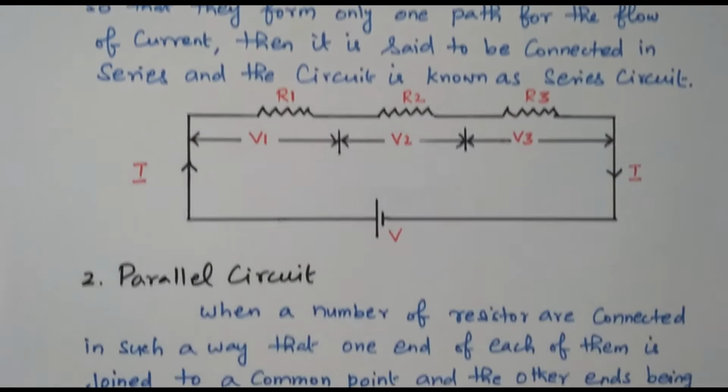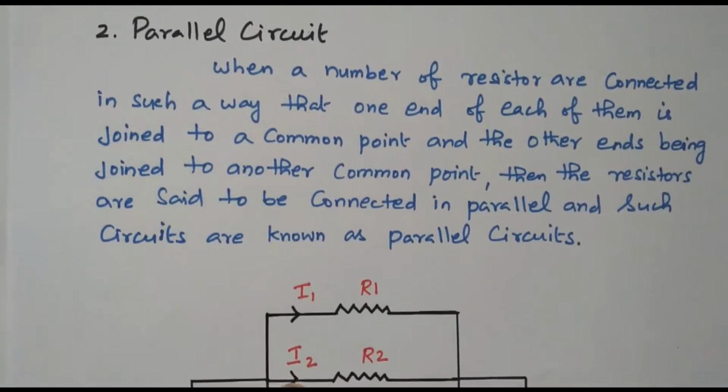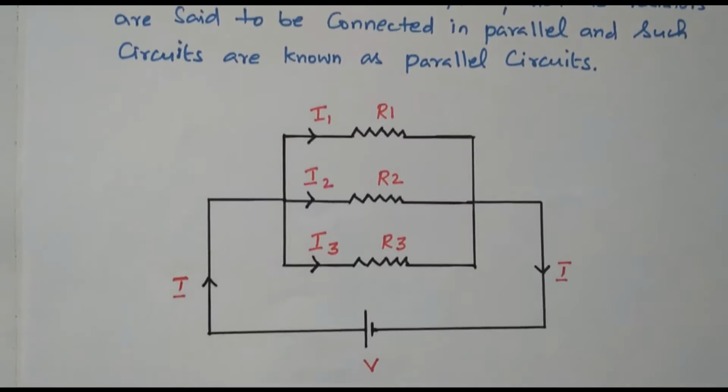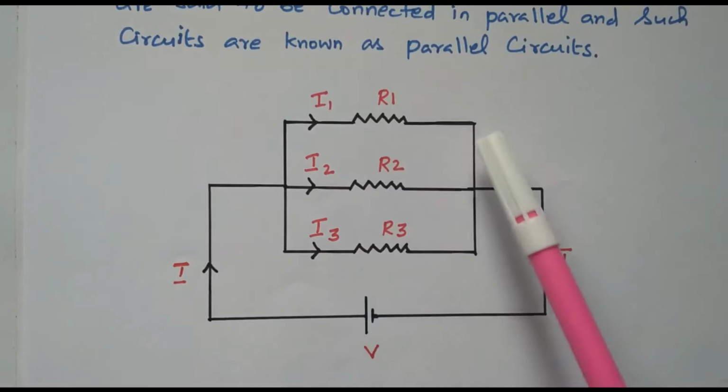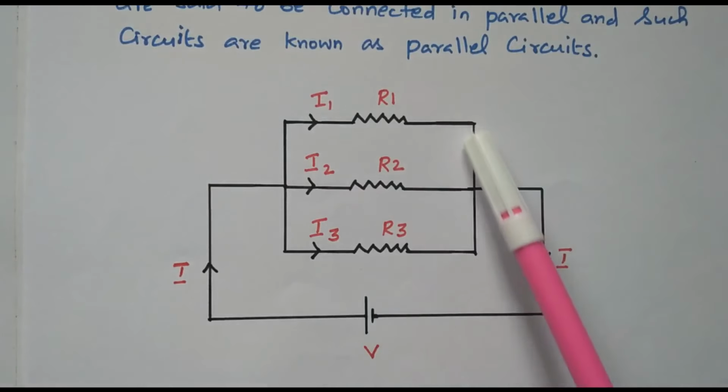Now we'll go to the parallel circuit. What will happen in the parallel circuit? When a number of resistors are connected in such a way that one end of these resistors is connected to a common point and the other end of these resistors is connected to another common point, then it is known as connected in parallel. Such a circuit is called a parallel circuit. Now we'll see the diagram. See, one end of all resistors is connected to one common point. The other end of all resistors is connected to another common point.